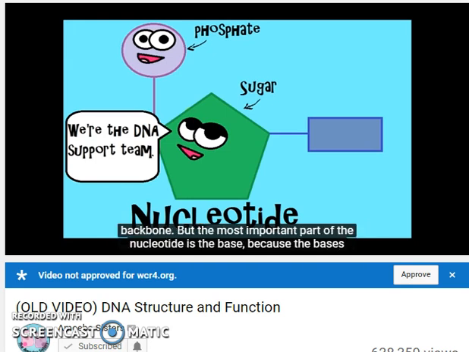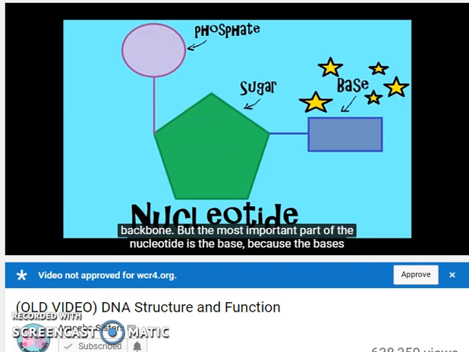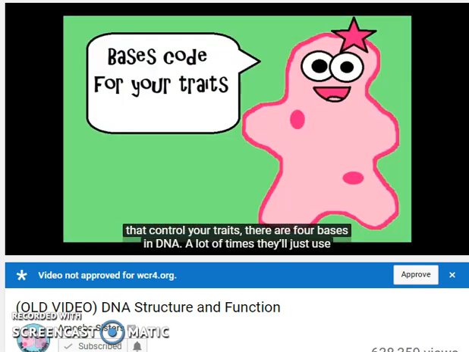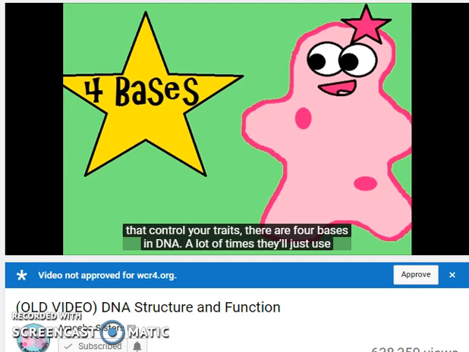But the most important part of the nucleotide is the base, because the bases actually code for traits. So as far as the bases go, again, those are the important parts that control your traits. They really directly code for your traits. There are 4 bases in DNA.